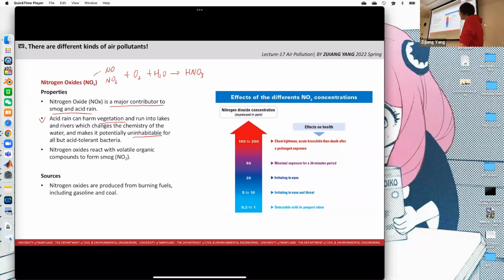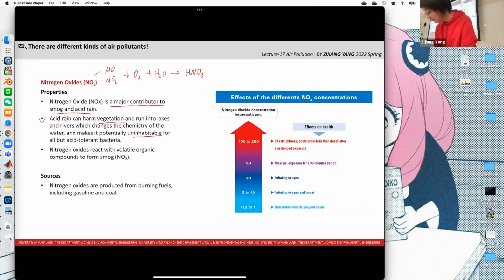We also talked about acidity in a previous lecture: if we decrease the pH of the lake or the soil, the heavy metals will be more active, which is more toxic for those environments. And nitrogen oxide can react with volatile organic compounds to form smog.